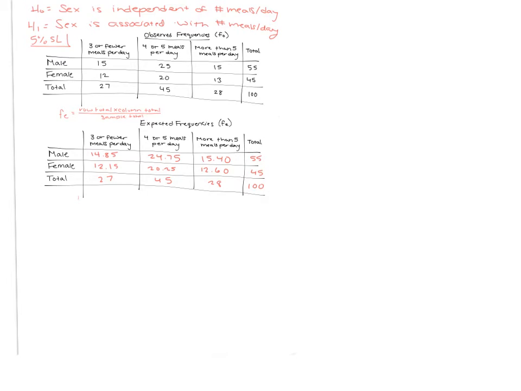So we already figured out that our chi-squared critical value was 5.991.